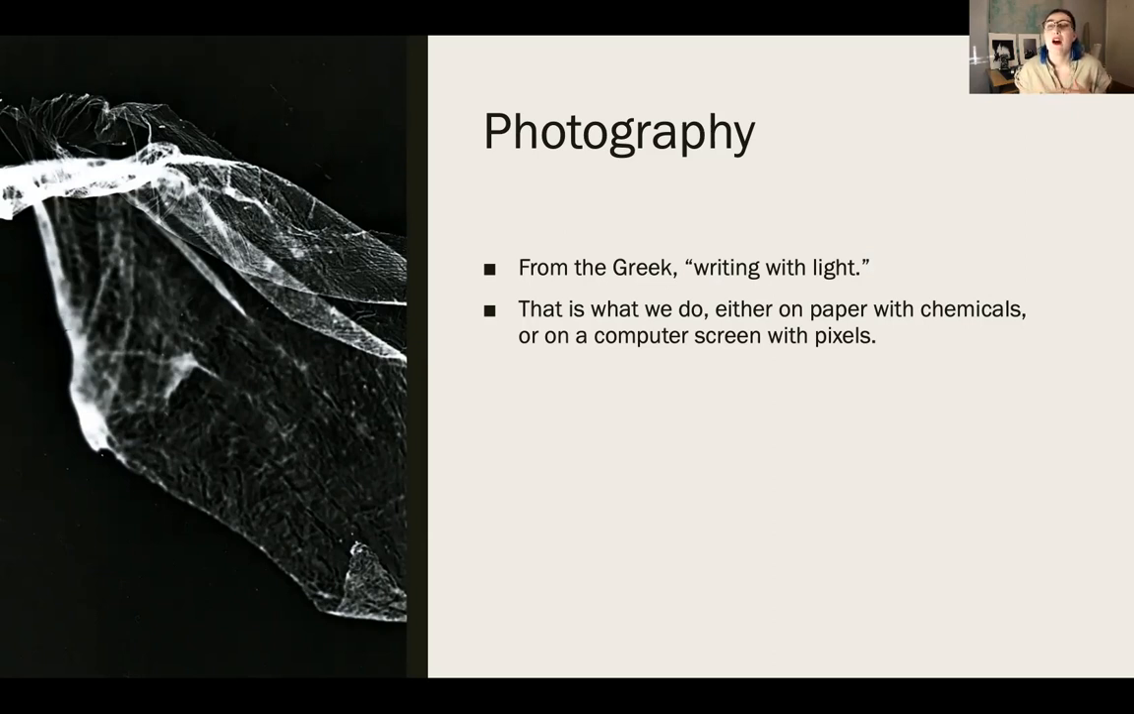Photography can happen either on paper with chemicals, that's how old school film and darkroom photography would work, or we can do it with computer screens and pixels. That does not mean that we are any less artists because we are painting with light on a screen. It's equally as fun, it's equally as malleable. We can move it and change it and make all sorts of decisions about it. Therefore, we can create different products for our viewers, for our audience.